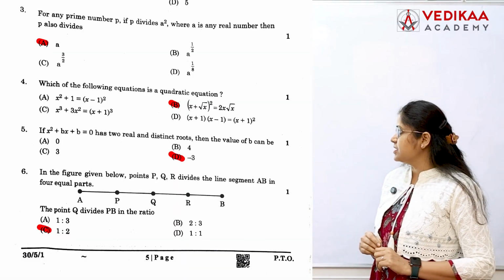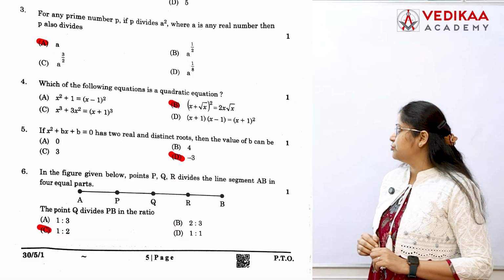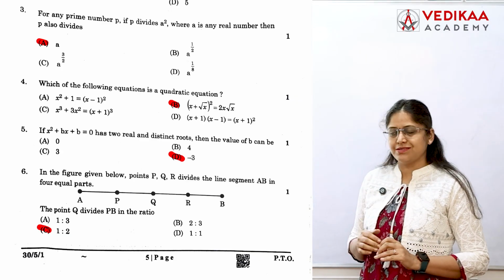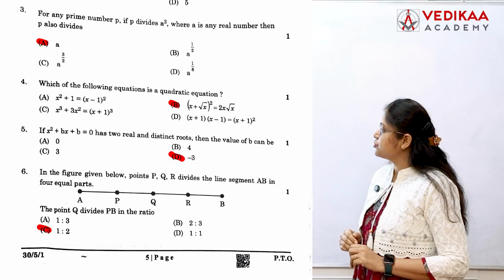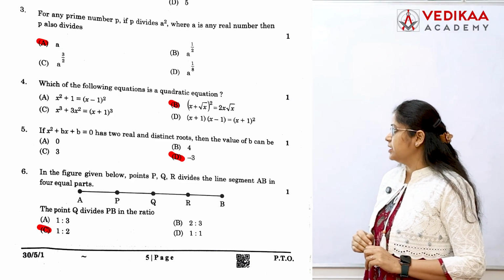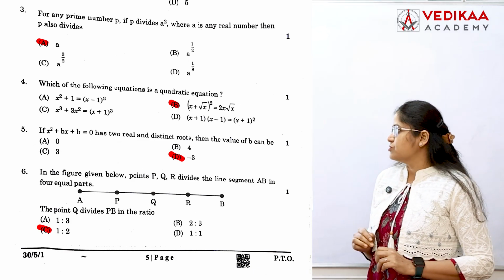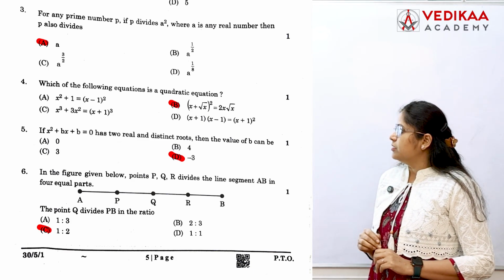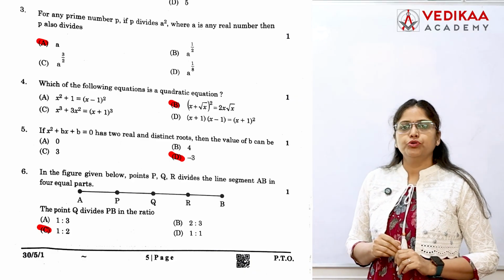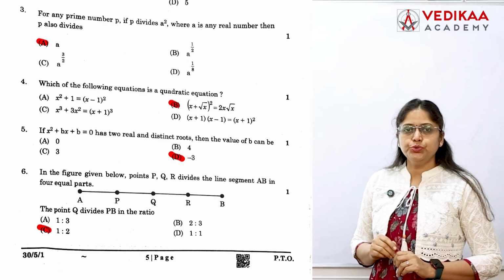Next, question 6. Again a simple question was there. A figure is given to you and P, Q, R divide the line segment into 4 equal parts. So the point Q divides PB in the ratio, that is, you have to calculate PQ upon QB. So again very simple. So you can calculate PQ upon QB, which is equal to 1 upon 2. So question number 6, answer is C, 1 is to 2.